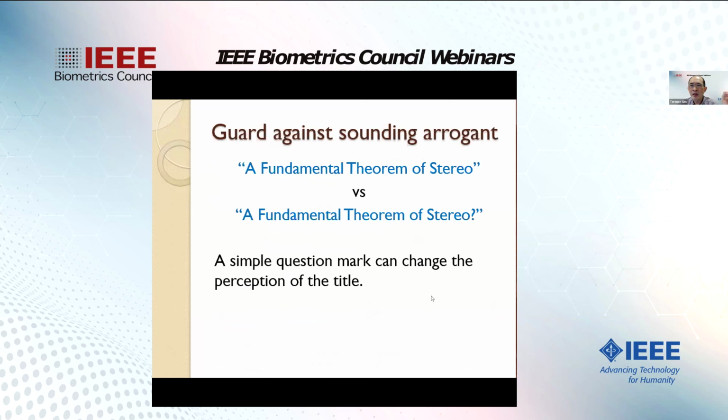Once you see a few examples, you will know what to do. Very quickly, please guard against sounding arrogant. Here's an example. Simon Baker and I co-authored a paper called A Fundamental Theorem of Stereo. That was our very first title. We submitted this, and wow, one of the reviewers really scolded us and said, "You guys are so arrogant in your title."